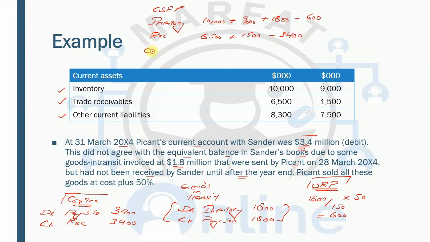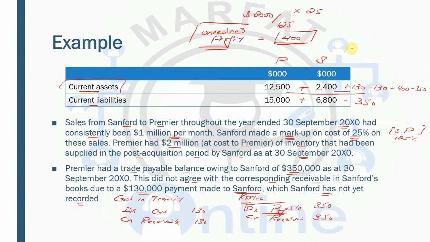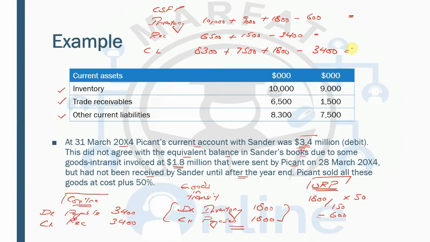Then you have current liabilities. Take parent's current liabilities plus subsidiary's current liabilities, and then you will be having this corresponding payable, which should be recorded, and then minus intragroup. So these are the extracts of the consolidated statement of financial position. So remember, in the previous example, we did the cash in transit, and in this example, we did the goods in transit. So you have to remember how the goods in transit and cash in transit should be dealt with.